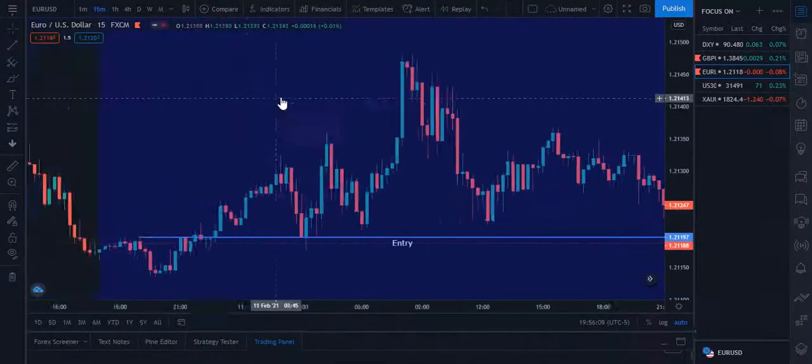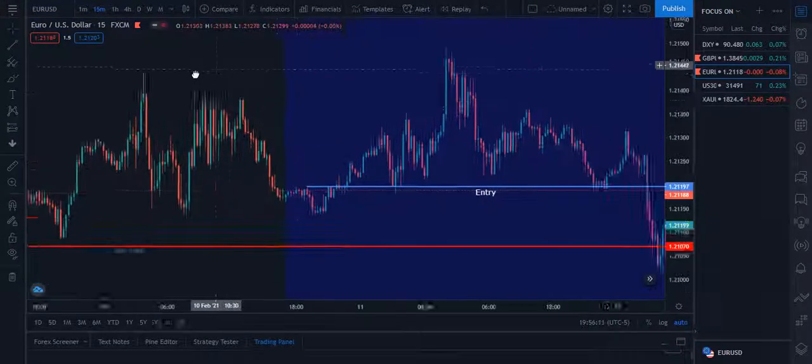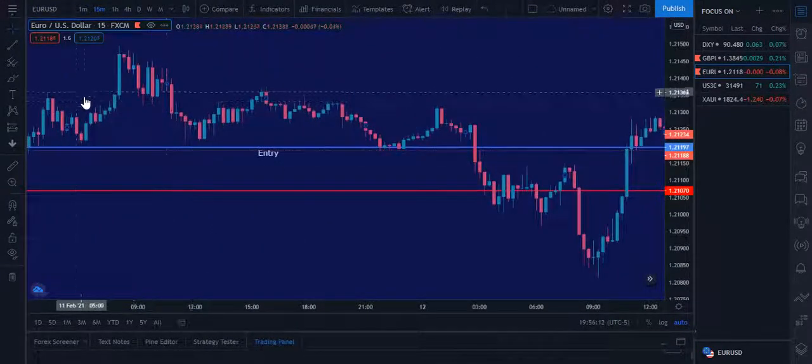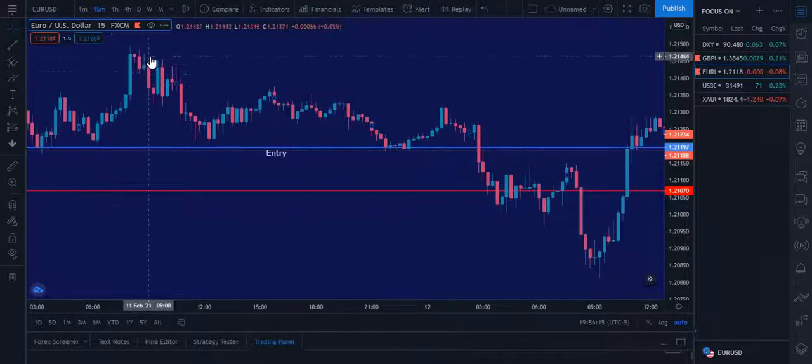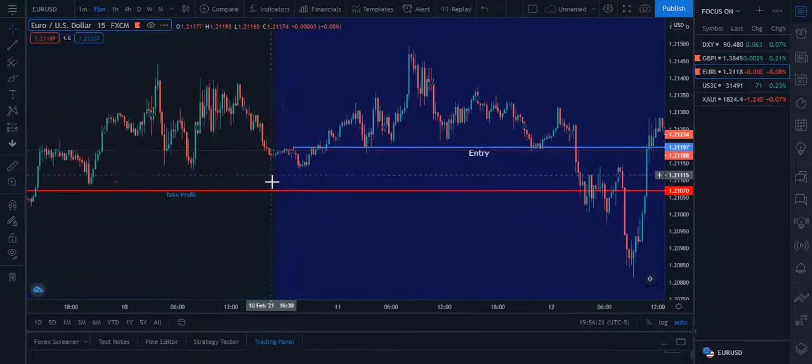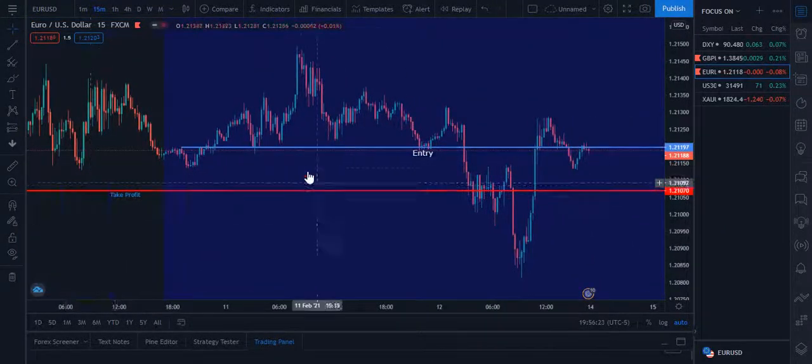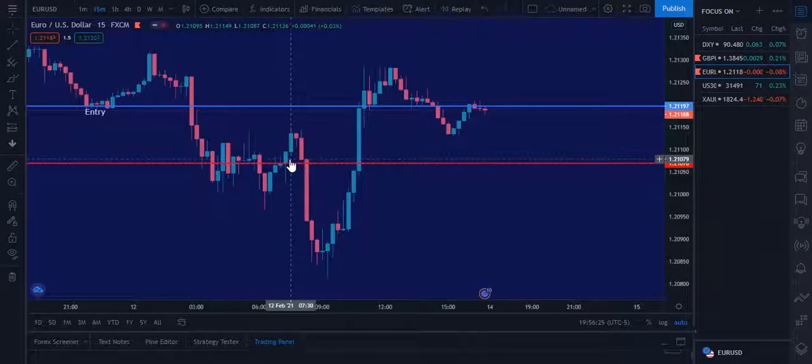Honestly, I don't think I would have taken any trade here. It's not proper, man. I would have liked this. You see this? If it was here, I was going to take it and put my stop loss here at the top. That's what I was going to do, but it wasn't like that. So I'm not going to force a trade, man, when it is like that.